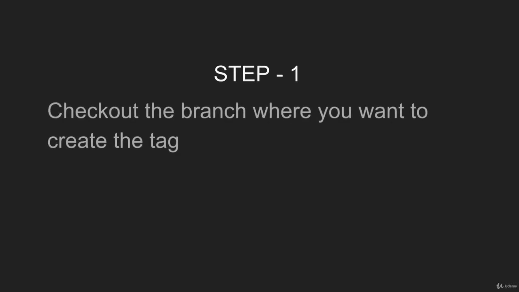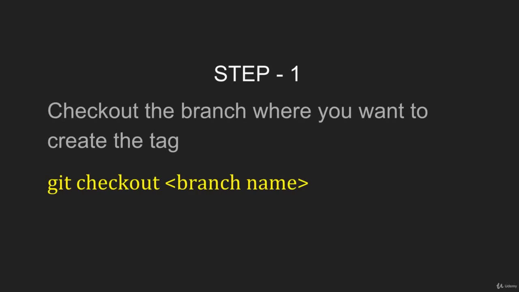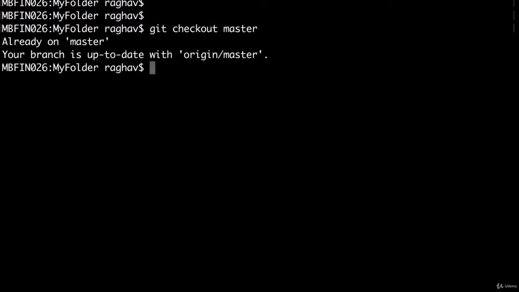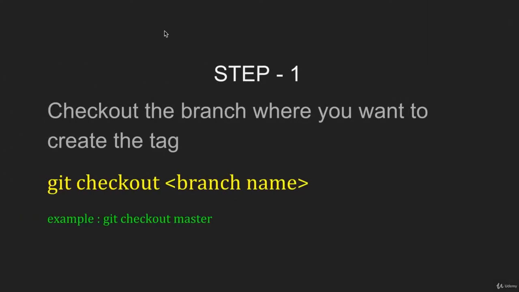The very first step is you will check out the branch on which you want to create a tag, and the command is git checkout and the branch name. For example, I want to check out my master branch. I am going to my terminal, and if you are on Windows, you can go to your Git bash, and we have already covered this in our earlier sessions. So first I will go to the location of my local directory. So my local is my folder, and I have come here, and now I will say git checkout master, and I am already on my master branch.